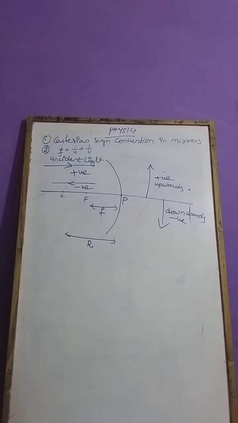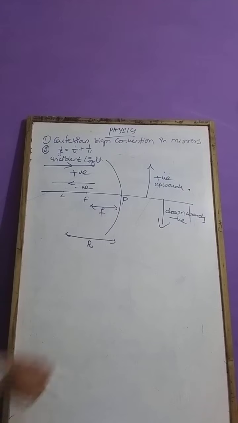I repeat, all the distances measured parallel to the incident light direction are taken as positive. All the distances that are measured opposite to the direction of the incident light are taken as negative. Similarly, all the distances that are measured upwards from the principal axis are taken as positive, and all the distances that are measured downwards from the principal axis are taken as negative.